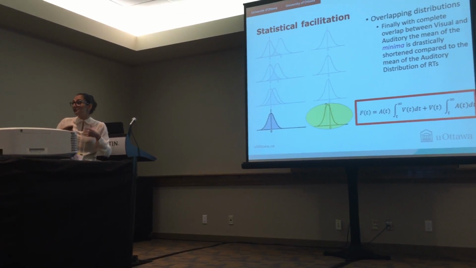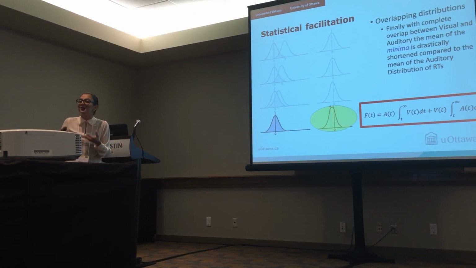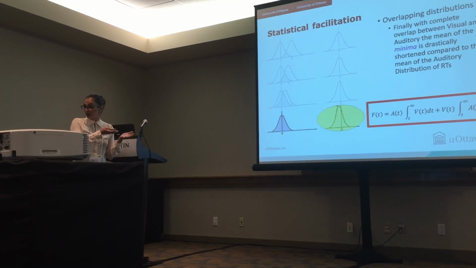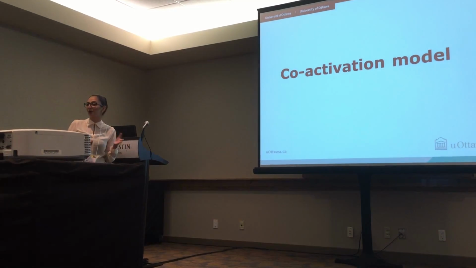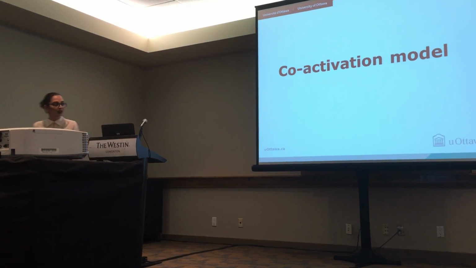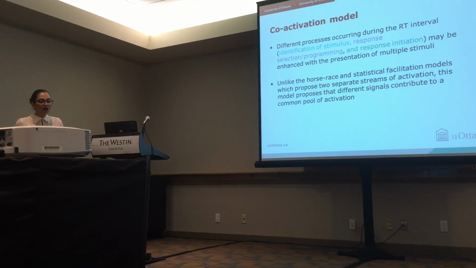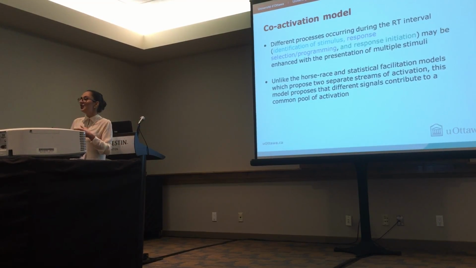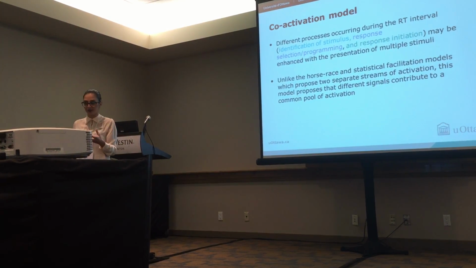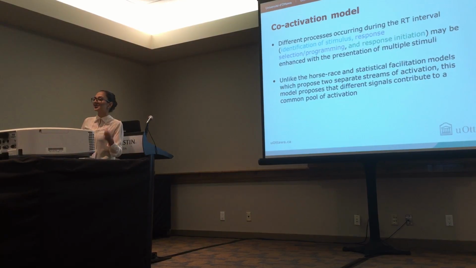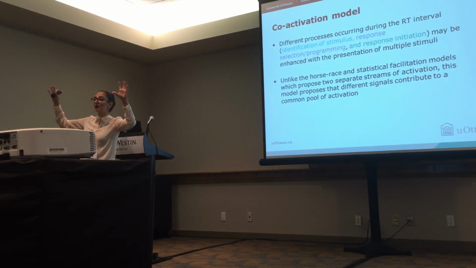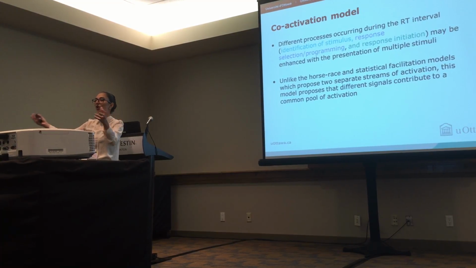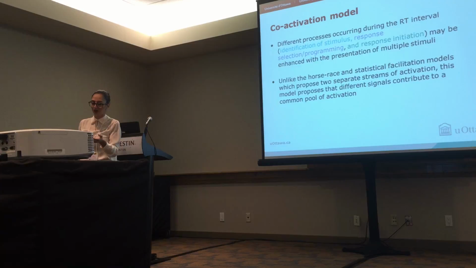Now although this model seems compelling as well, it still cannot explain or predict the fast reaction times that we find in experiments such as this one. So this is where this model helps us out and solves the puzzle. It's known as the co-activation model. According to this model, the different processes that are involved in the reaction time interval could be enhanced with the presentation of multiple stimuli. So unlike the horse race and statistical facilitation models that propose two separate streams of activation, the co-activation model proposes that you've got different signals that are contributing to a common pool of activation. I'll explain what I mean.